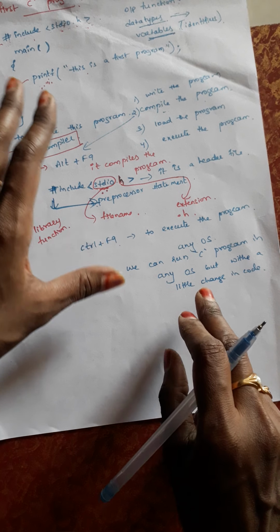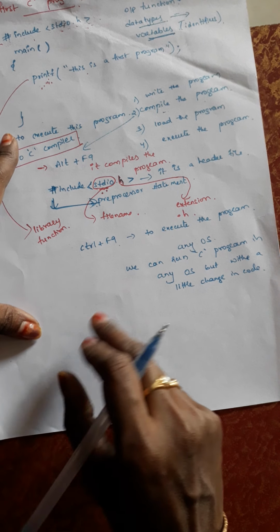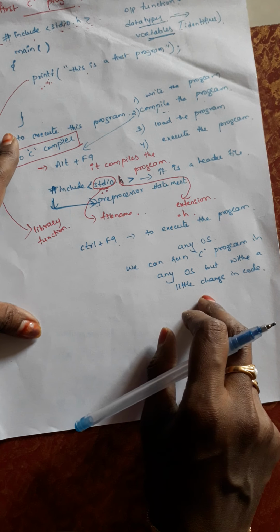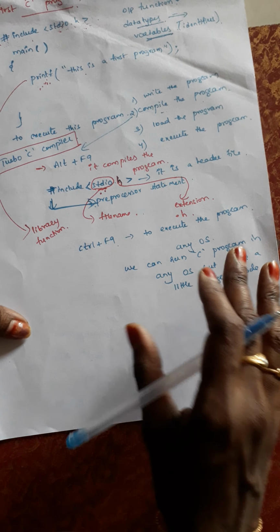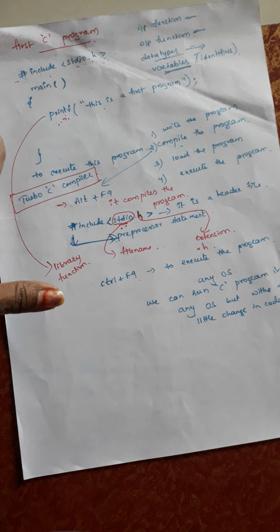For example, the same code can run in the Linux operating system. We use different commands to compile and execute the program, based upon the compiler. So this is the first C program. Thank you.